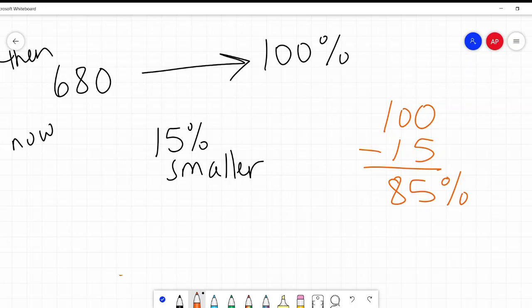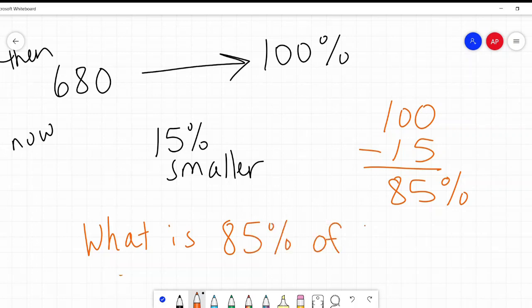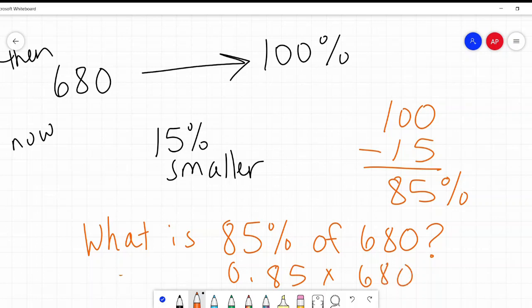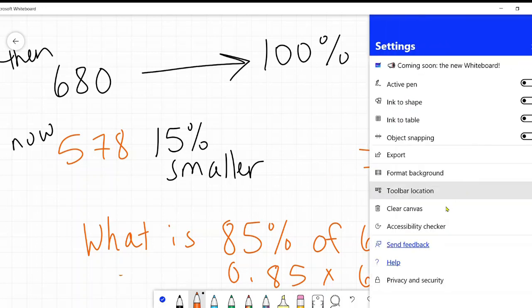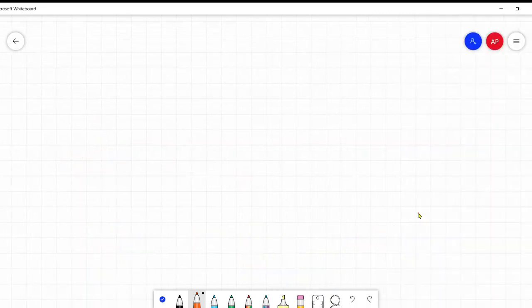So when they're saying it's 15% smaller, what they're actually asking is, what is 85% of 680? That's it. So you just do that math. 0.85 times 680. Just type that into your calculator. 0.85 times 680, 578. Okay. And let's do another one or two like that.